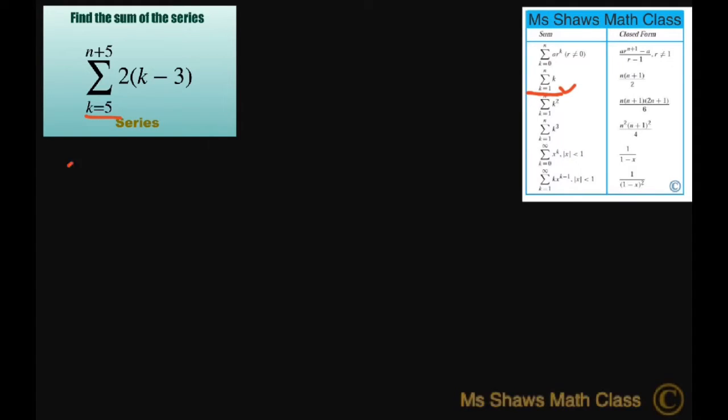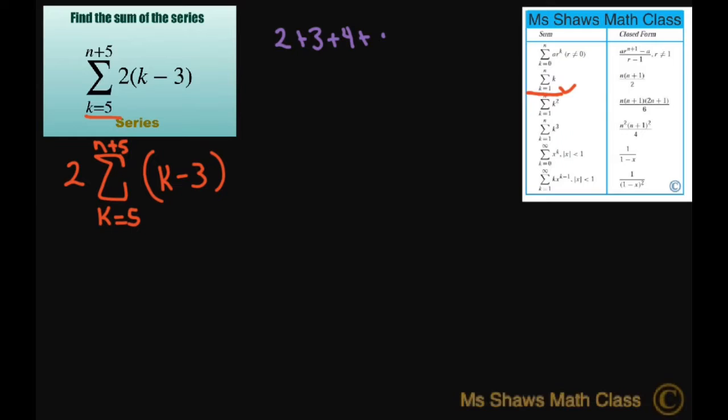So basically, let me pull out this 2, and let's look at k equals 5 to n plus 5. So I'm pulling out the constant. I just have k minus 3. Now, if I write some of this out, you start with 5, so that's going to give you 2 plus 3 plus 4 plus dot, dot, dot, plus, when you substitute in n plus 5, you're going to get n plus 2.